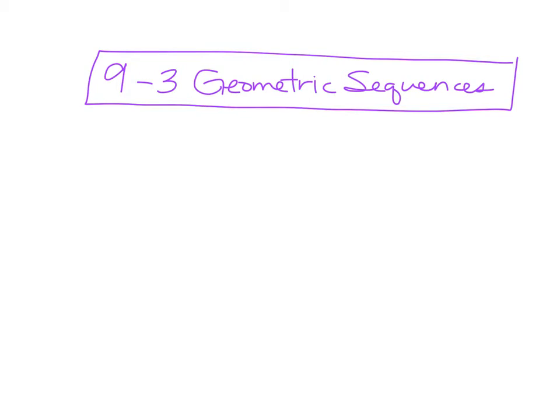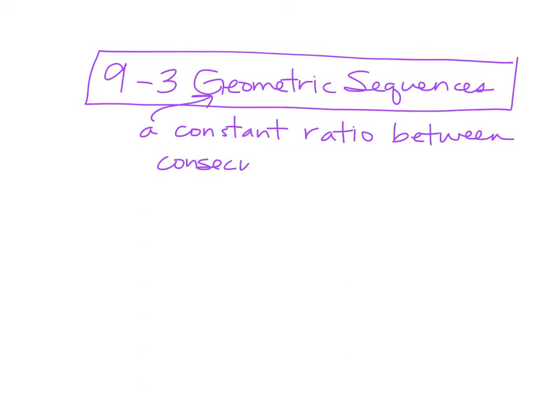So arithmetic, we're adding. There's a common difference each time, right? Geometric sequences is a little bit different. For this, you have a constant ratio. This is a geometric sequence. A constant ratio between consecutive terms. What's consecutive? Right next. In order.